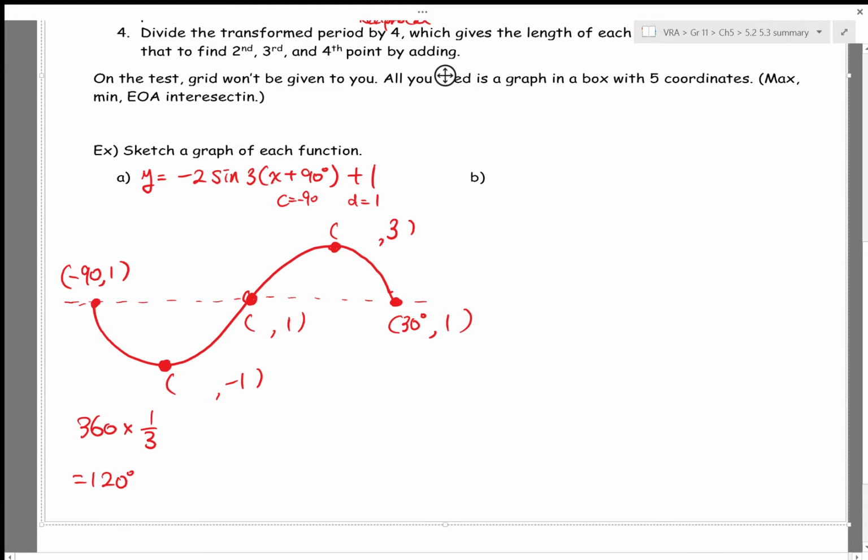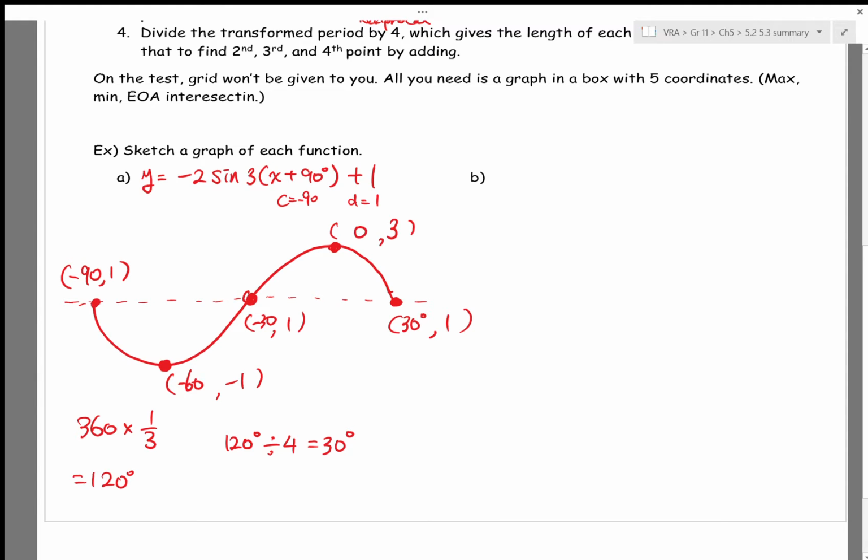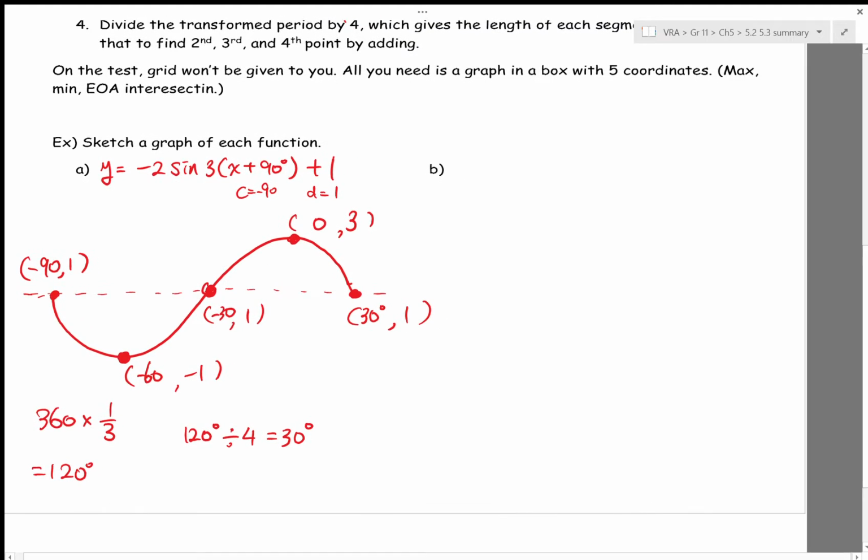Then the rest is to find the x values, which is the new period divided by 4. This is always divided by 4, and that gives me 30 degrees. So you just keep adding 30 degrees from the negative 90. So it's negative 60, negative 30, 0, and then, well, if we add 30 degrees to 0, that basically gives us the 30, so that makes sense. And this is our stretched and transformed function.